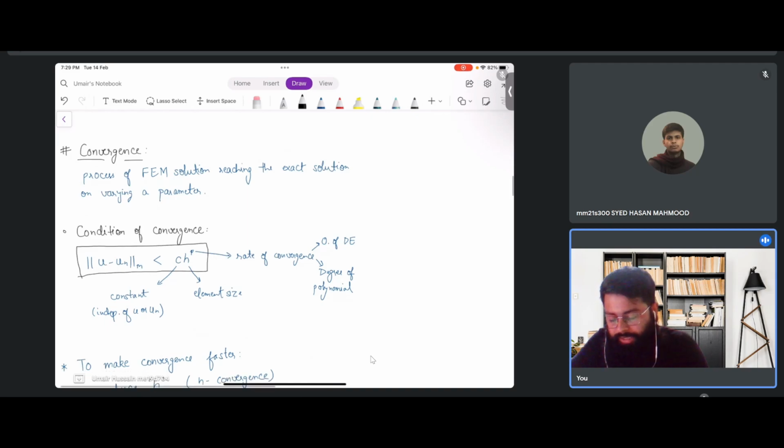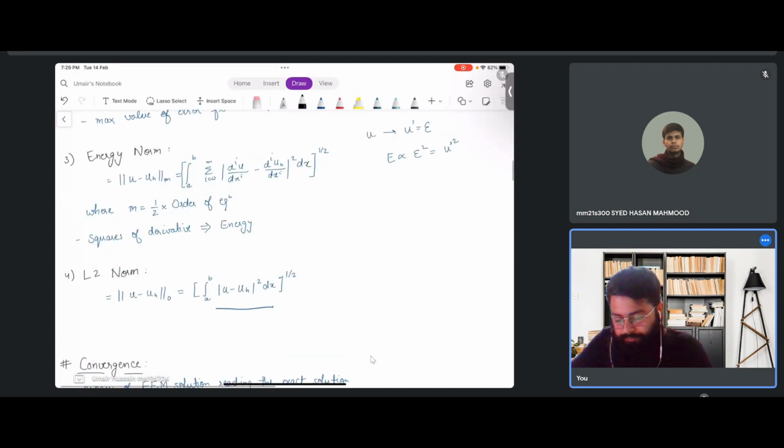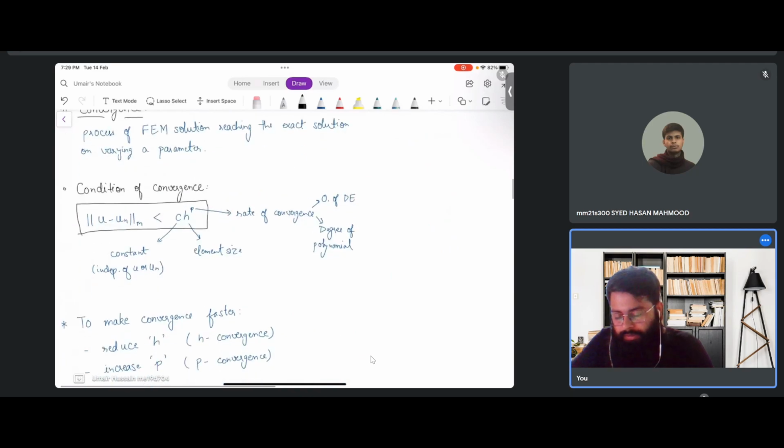So whatever the error we are calculating, right now it's defined as the energy norm, U minus U_h. The error should be less than this expression C h to the power p. Then we can say it is converged. Here C is some constant which is independent of the FEM solution or the exact solution, h is the element size and p is the rate of convergence. We'll see there's an expression for this p. P is basically dependent on two main things. First is the order of the differential equation, and the next is the degree of the polynomial or the shape function we are using.